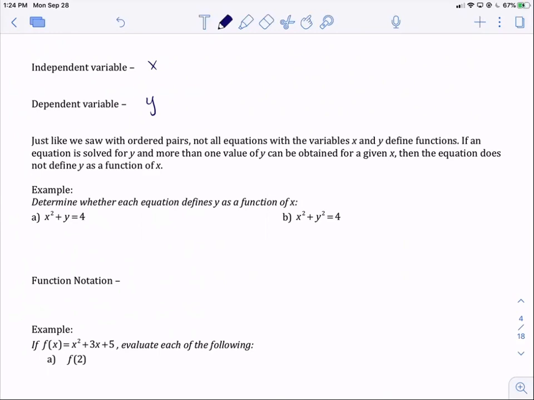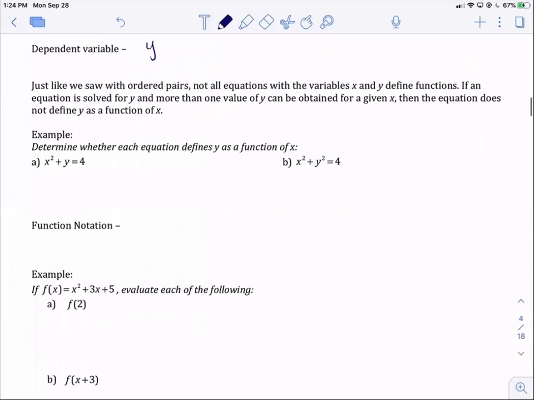So if we solve for y, we give this first example, x squared plus y equals 4. How would you get y by itself? Subtract the x squared. So y equals negative x squared plus 4. So if we plug in an x value, if we plug in 0, 0 squared is 0, plus 4 is 4. There's no way for us to get two y values when we plug in 0. So that means this is a function.